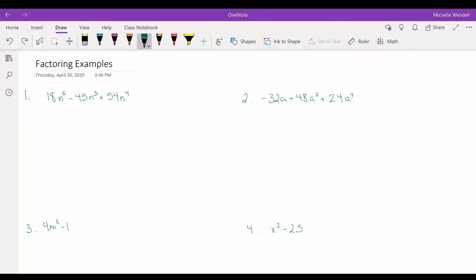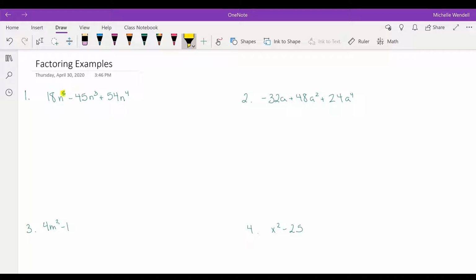In this video, we are going to do some factoring examples. This way you get more practice and recognition with the different types of polynomials and factoring that you can do. So in this first one, we have 18n to the fifth minus 45n cubed plus 54n to the fourth.